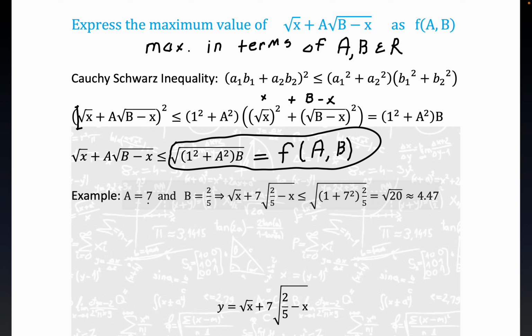So here I just chose a equals 7, b equals 2/5 arbitrarily, and you can verify. I substituted everything back into here, and when you go through the arithmetic, you can see this would be 50. 49 plus 1 is 50. 50 divided by 5 is 10. 10 times 2 is the 20 you see in the square root. And that's approximately 4.47 in decimal.